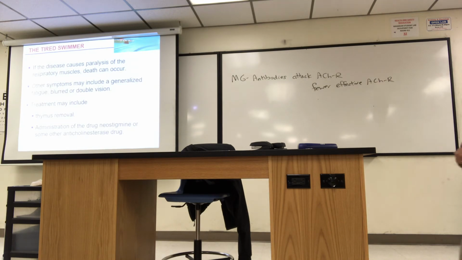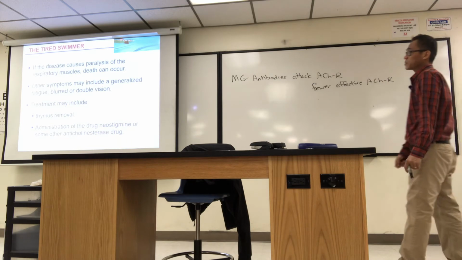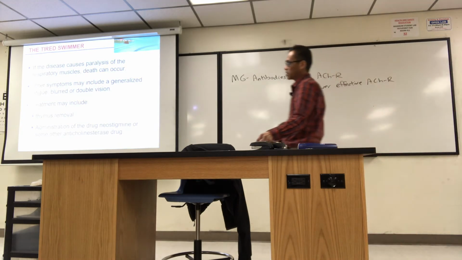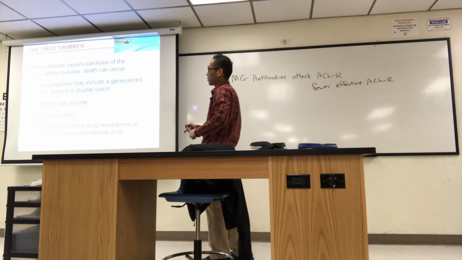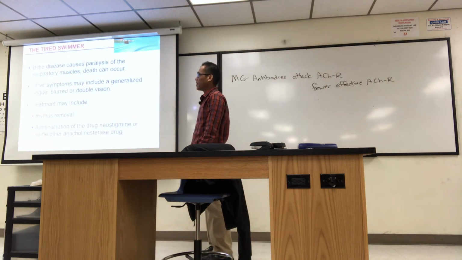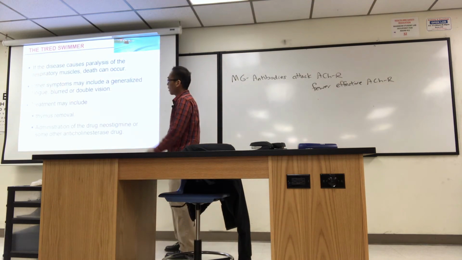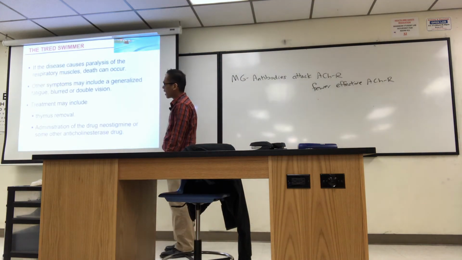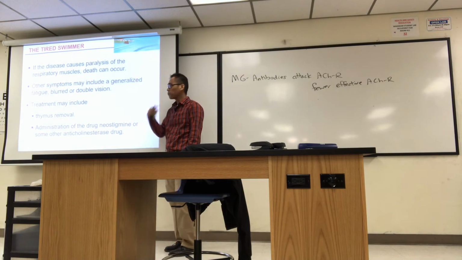The disease may cause paralysis of the respiratory muscles. Okay, if the disease causes paralysis of the respiratory muscles, death can occur, like the diaphragm. And that's the main concern. If this happens in muscles that are key to vital organ systems like your lungs, death could occur. Other symptoms may include generalized fatigue, blurred or double vision because of the eye muscles.